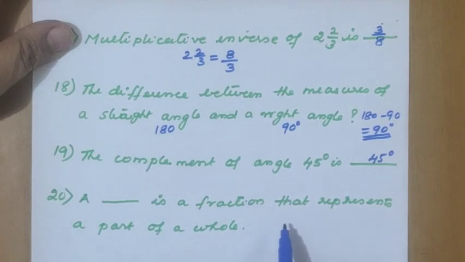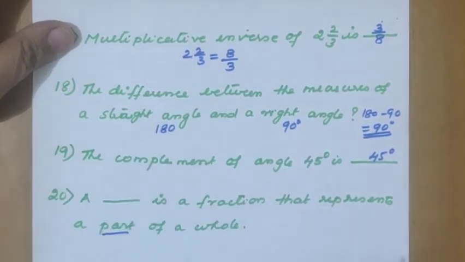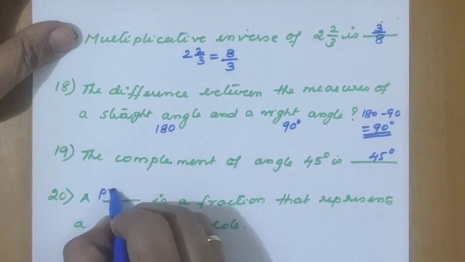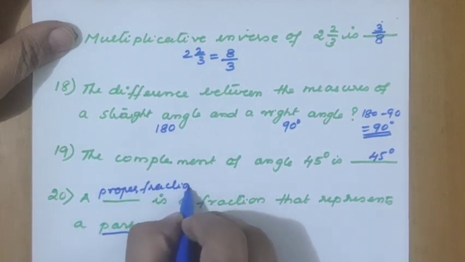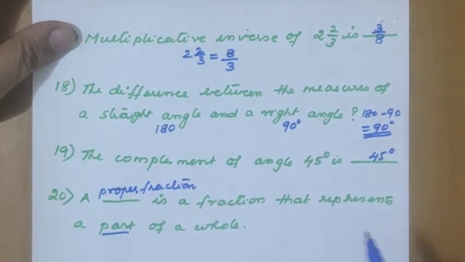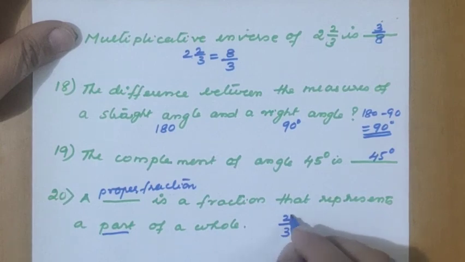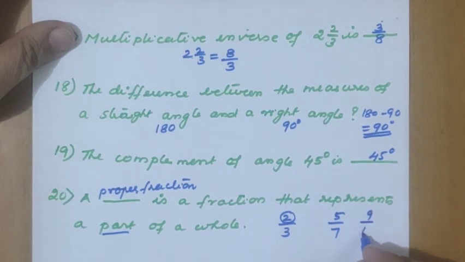A dash is a fraction that represents part of a whole. That means proper fraction. A proper fraction is a fraction that represents part of the whole. That means example 2 by 3. That means the numerator is less than the denominator. 5 by 7. Next 9 by 11. Always numerator is less than the denominator in the case of a proper fraction.